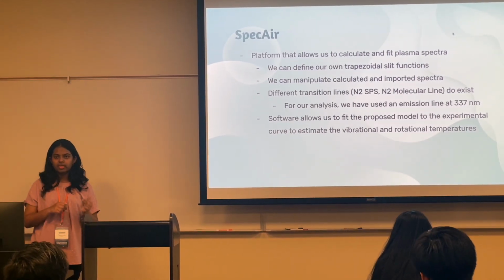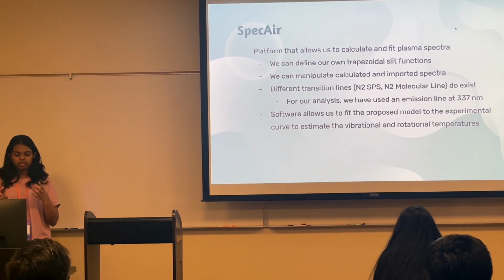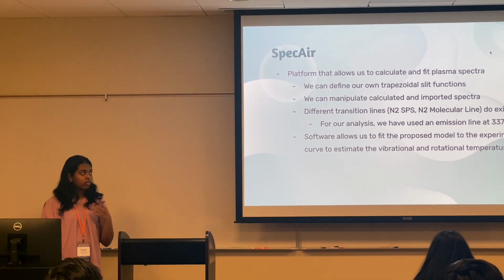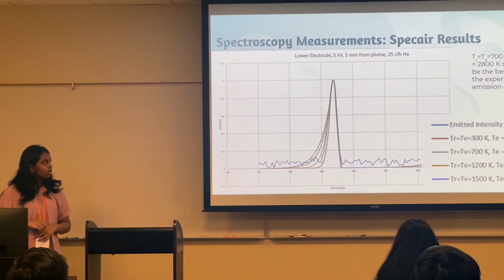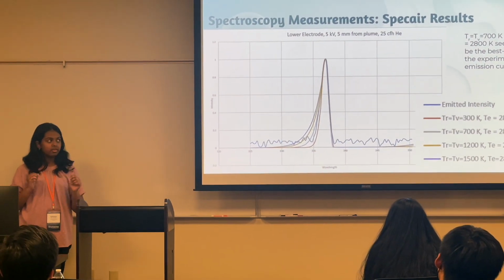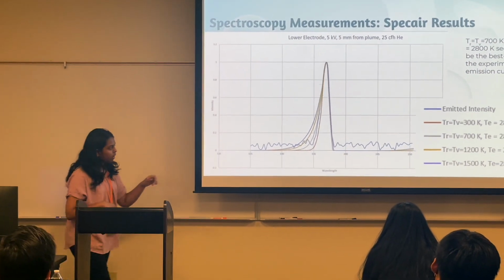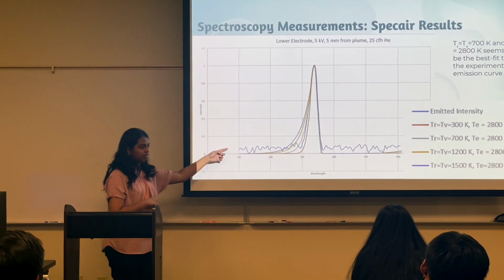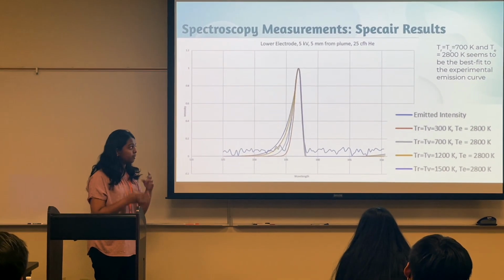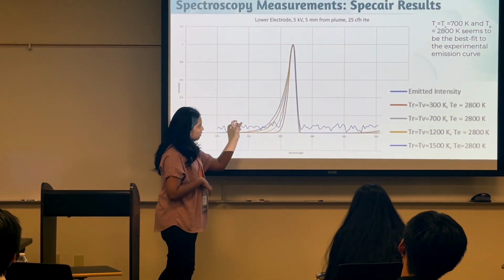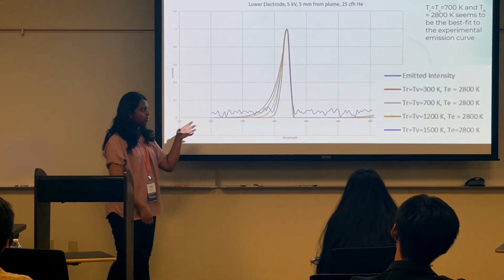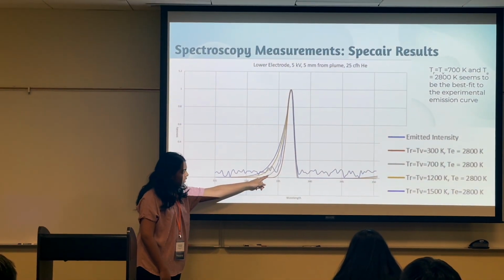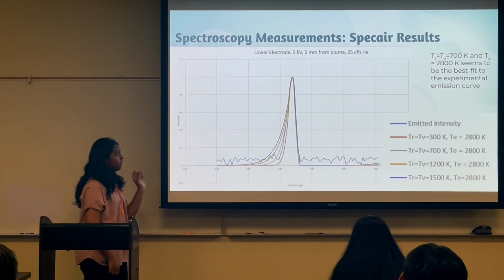And the SCCUR software basically allowed us to fit new experimental curves to our original curve from the spectrometer to estimate the vibrational and rotational temperatures. So I'm going to show you a couple of the results we got from SCCUR. And in all of them, this light blue line over here is the emitted intensity. It's what we got from the spectrometer. And then we did various fits on this line at different temperatures. And for example, for this graph, the gray line is the best fit for that graph.